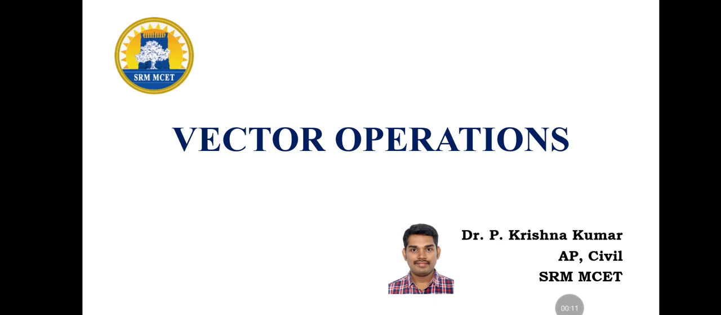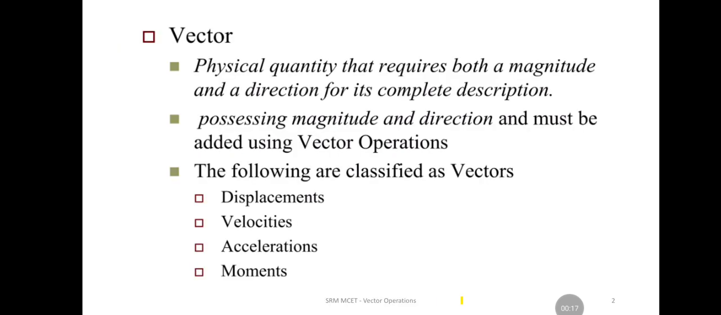So today's topic is vector operations, which comes under engineering mechanics. So to start with, to define what is a vector. A vector is a physical quantity that requires both magnitude and direction. It is used to describe both magnitude as well as direction of a physical quantity.